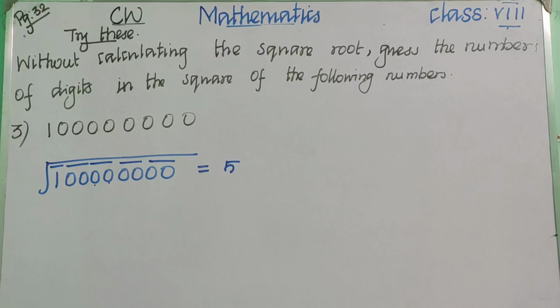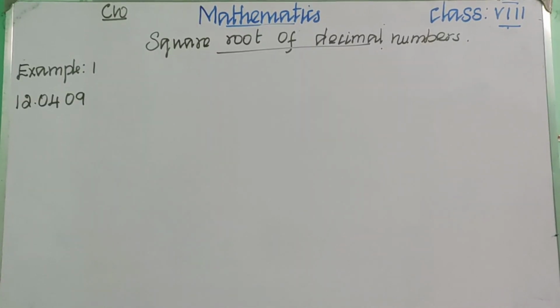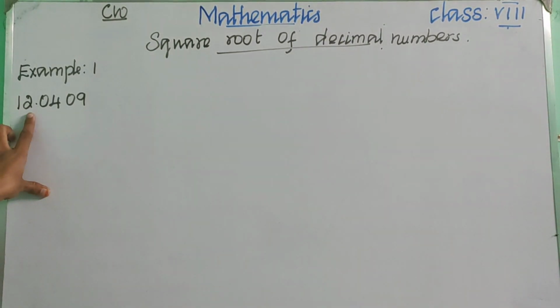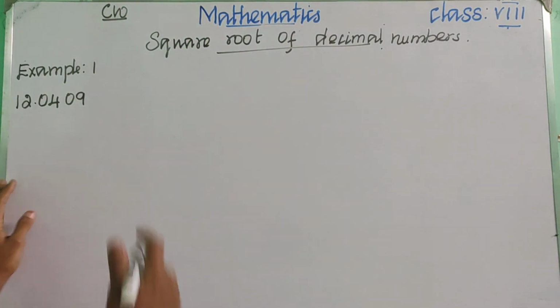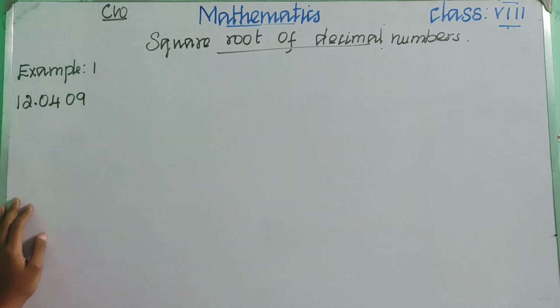Okay, let us start the next topic, square root of decimal numbers. So let us find the square root of decimal numbers. Okay, children. So what is the question? 12.0409 is the question. So decimal means we will have a point here, right? So it is 12.0409. Okay, children. So let us do.